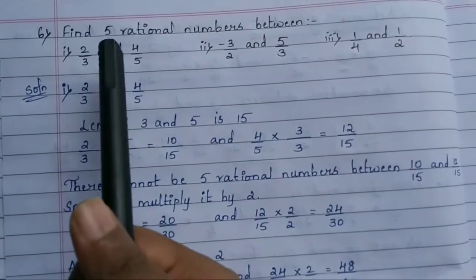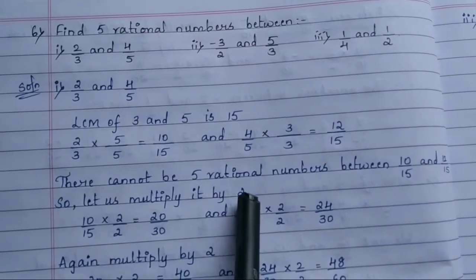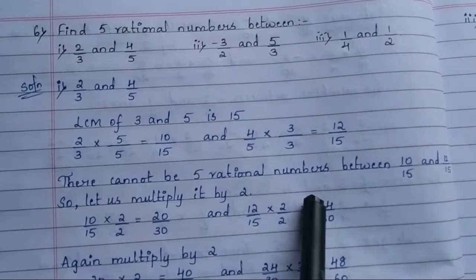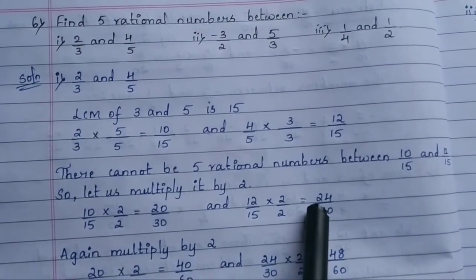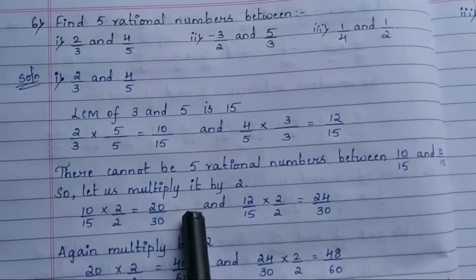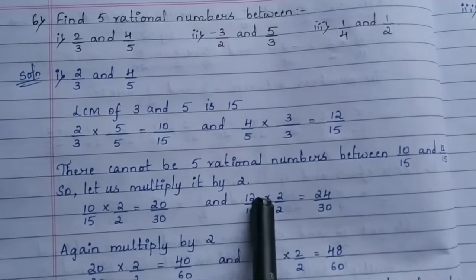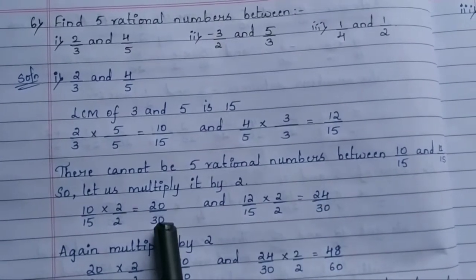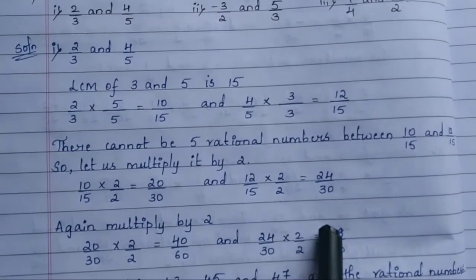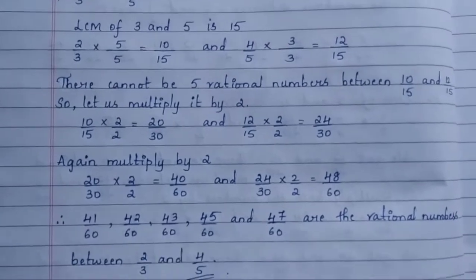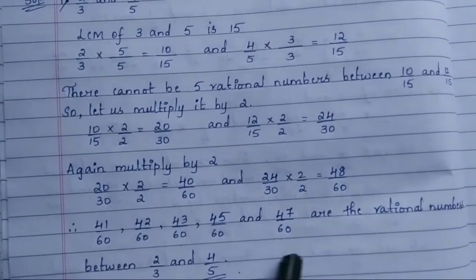We need how many numbers? We need 5 numbers. So what we have to do? We again have to multiply it by 2. We will get 20 by 30 as well as 24 by 30. So here again we cannot get the numbers because here there are only 21 by 30, 22 by 30 and 23 by 30. Only 3 numbers are left between these 2 numbers. So we will again multiply it by 2. We are going to get 40 by 60 as well as 48 by 60. Now you can write any 5 numbers out of these numbers and you can get your answer.